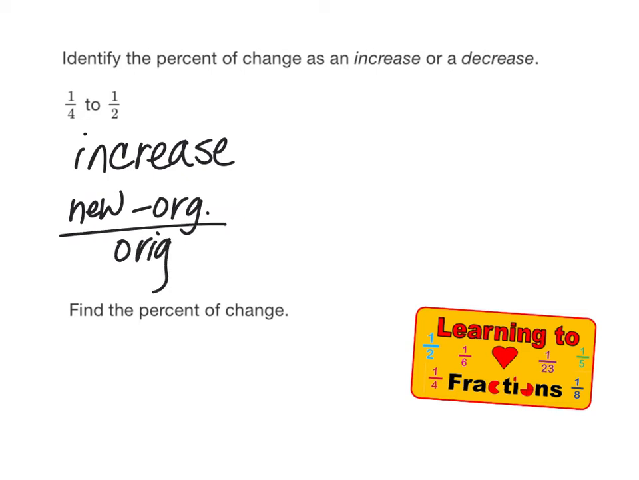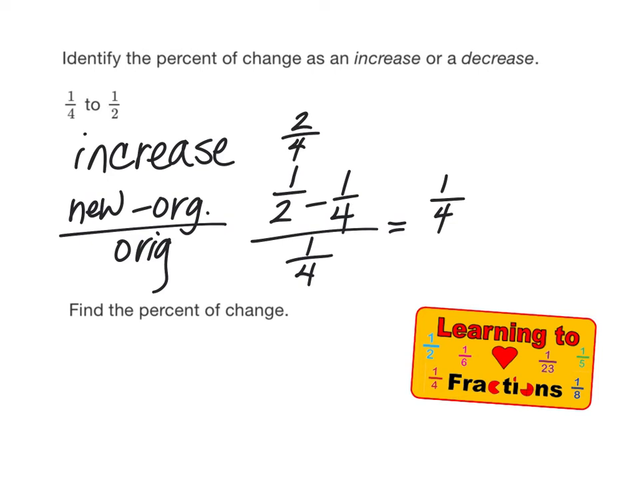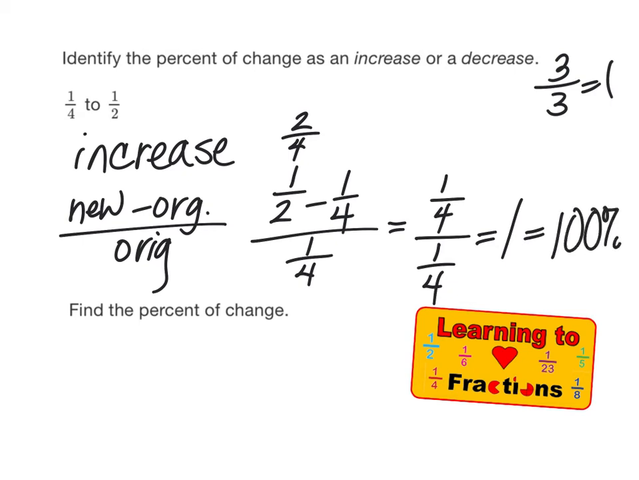Okay, so our new amount is 1/2, subtract 1/4, and we'll be dividing by 1/4. In your brain, you can probably think 1/2 minus 1/4 would equal 1/4. You could also change this into the equivalent fraction 2/4. So I end up with 1/4 divided by 1/4. Thinking about any number over itself, so 3 over 3 equals 1. So this also equals 1. When we get that number 1, that means it is 100%.